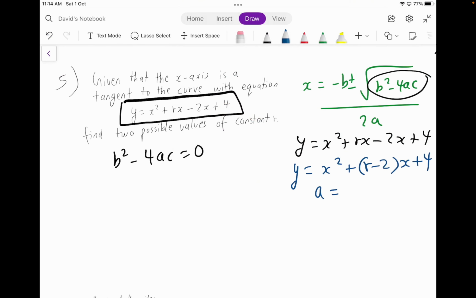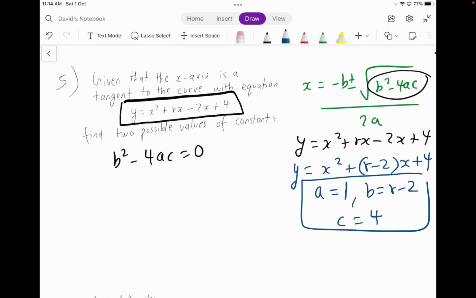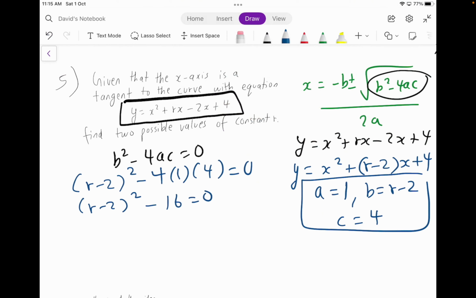Now your a value is going to be 1, your b value is going to be r minus 2, and your c value is going to be a positive 4. These are going to be your values while rearranging the equation. Since they both have x as the value there, we're going to do r minus 2. Now your b value is r minus 2, so it's (r minus 2) squared minus 4, where a is 1 and c is 4 as well, equivalent to 0. If you rearrange that equation, (r minus 2) squared, that's going to be minus 4 times 4, that's going to be minus 16, equivalent to 0.